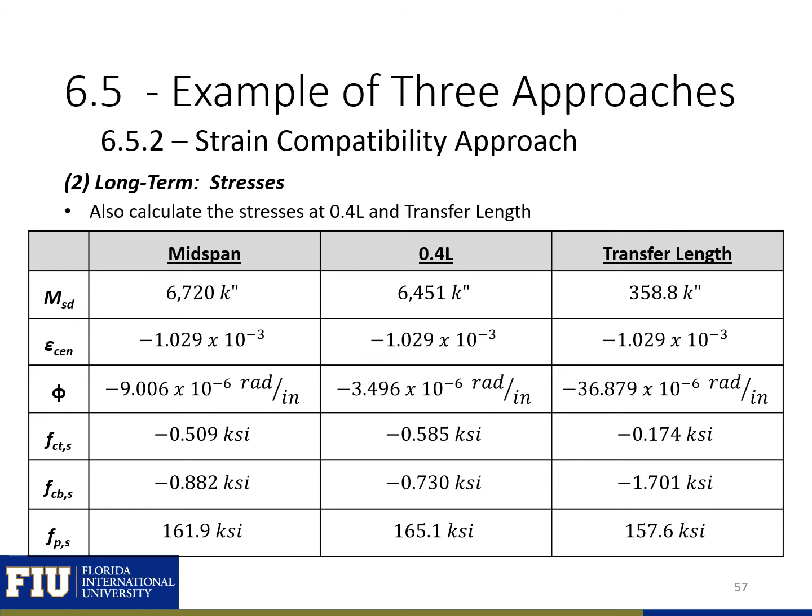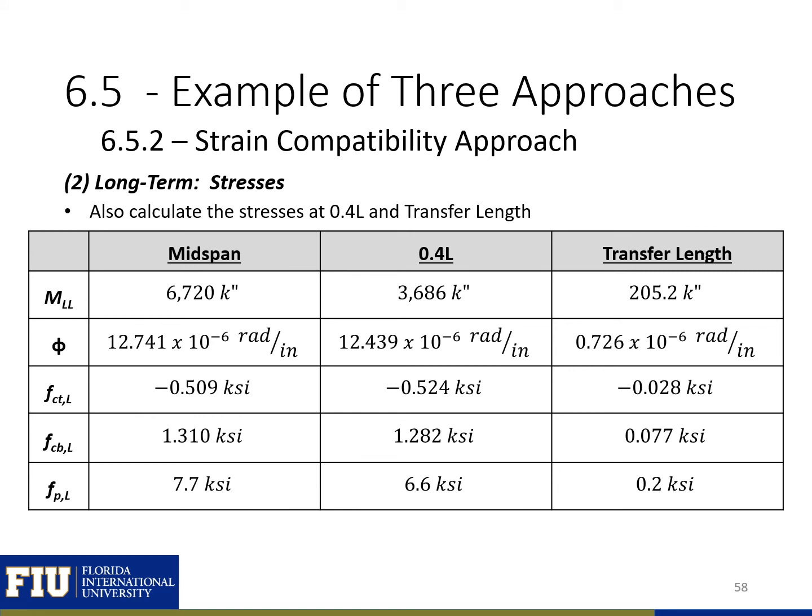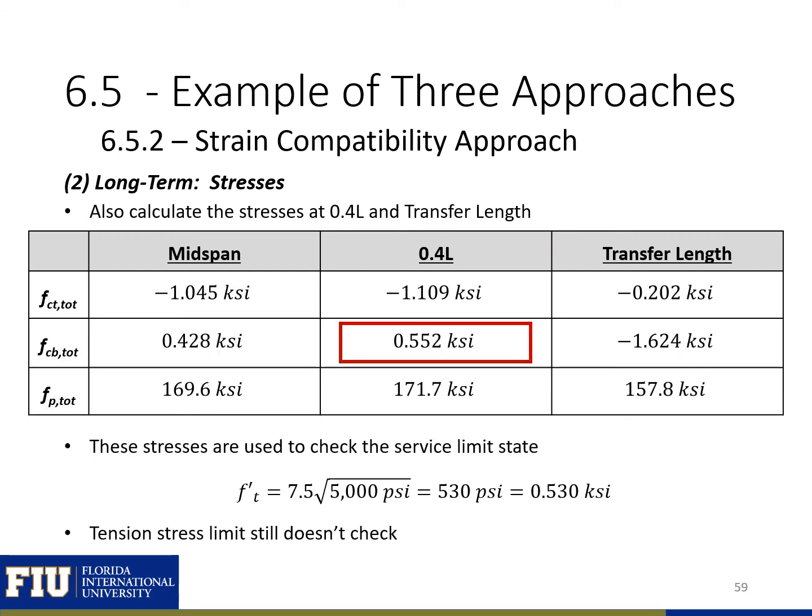The calculations on the previous slides were for midspan, but we can do the same thing for our 40% length and transfer length locations. So you can see those values are all summarized in this table. And here summarized again are all of our stresses due to our live loads at the top and bottom fiber and at the location of the pre-stressing at 40% and transfer length. Finally, we can see the total stress at the top and bottom fiber and the total stress in the pre-stressing at midspan, at 40% length, and at the transfer length, due to all of our sustained loads and our live loads.